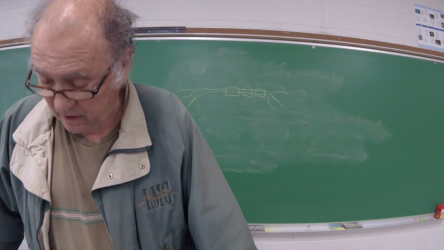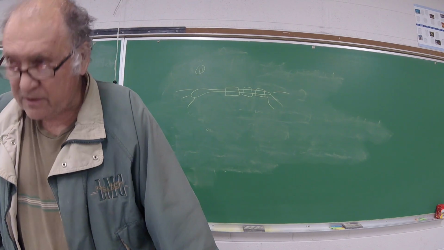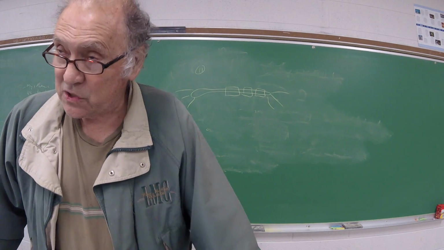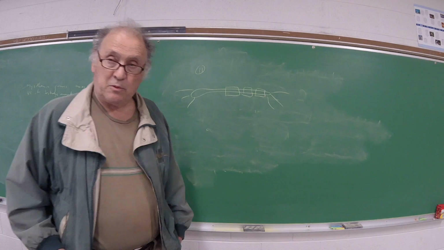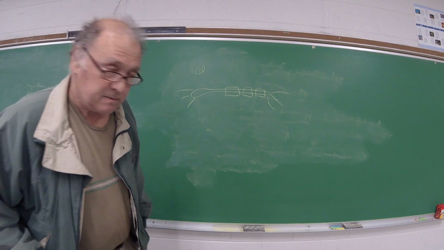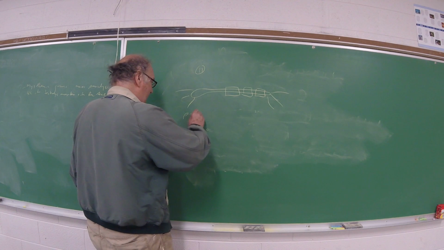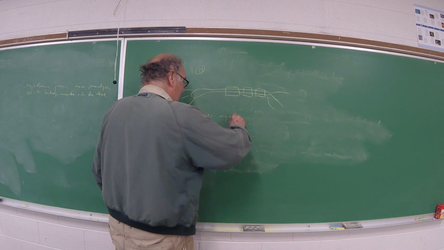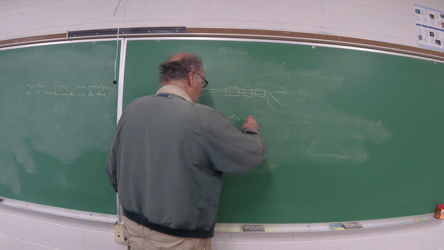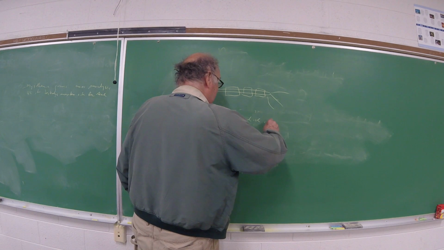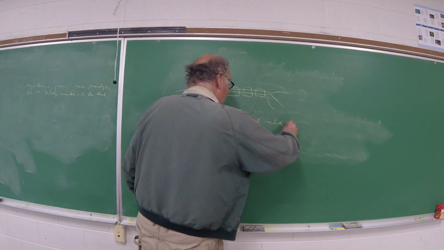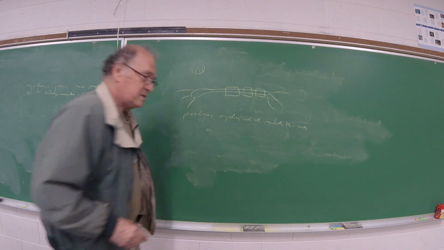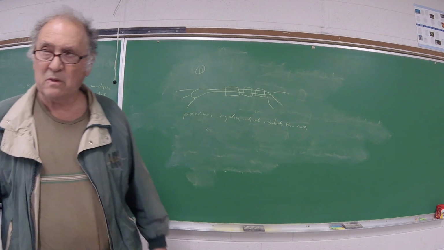A Schwann cell, the function of it, let me see. Describe the function. The Schwann cell insulates the axon. It produces a lipid, produces myelin. This is what I want you to write down. The Schwann cell produces myelin, which insulates the axon. M-Y-E-L-I-N, myelin. Insulates, I-N-S-U-L-A-T-E-S, the axon. It produces myelin, which insulates the axon. That's the function of the Schwann cell.